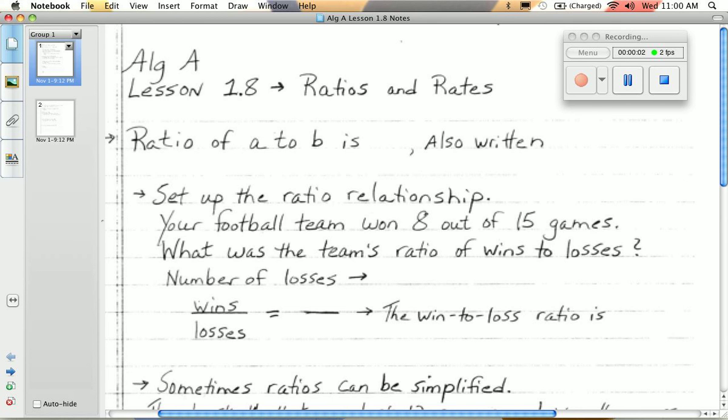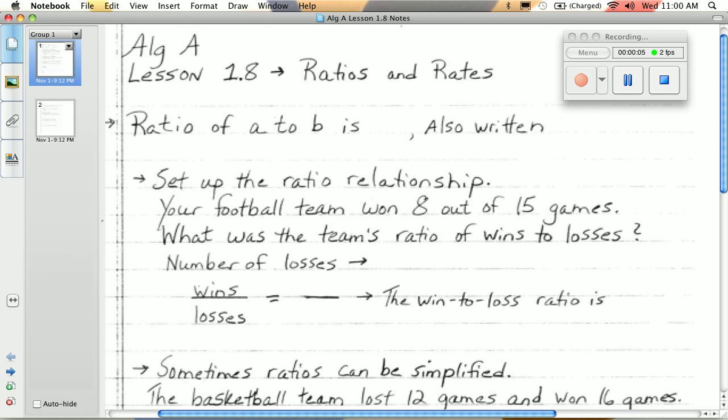Okay, so in our lesson today, we're going to cover this in more than one day. It takes more than one day to cover this lesson. We're just going to start out with talking about ratios, and then on the back side we'll talk about rates, and then starting tomorrow, we'll talk about some more.